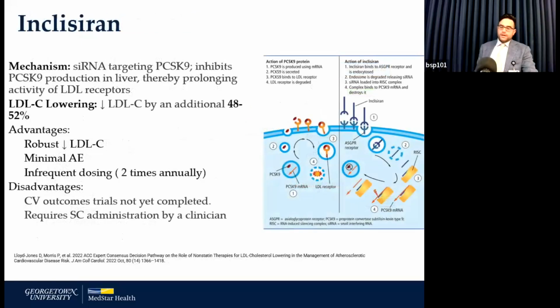So one more, I forgot I had this slide. This is inclisiran, similar to PCSK9, same sort of idea. We're going to inhibit the PCSK9, but we're not going to do it through a monoclonal antibody. We're going to do it through siRNA targeting. The biggest benefits to inclisiran, and it'll arrive at Georgetown Hospital Center soon, I hope, is that it reduces LDL cholesterol by a good amount, 40 to 52% on top of statin therapy.